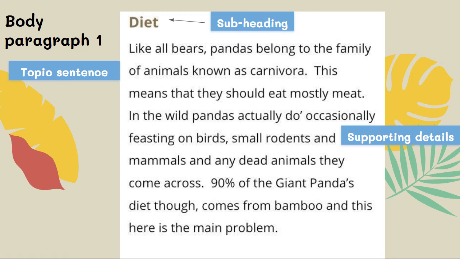Like all bears, pandas belong to the family of animals known as carnivora. This means that they should eat mostly meat. In the wild, pandas actually do occasionally feast on birds, small rodents, and mammals, and any dead animals they come across. 90% of the giant panda's diet, though, comes from bamboo, and this here is the main problem. After the topic sentence, the next sentences give more details about the main idea.